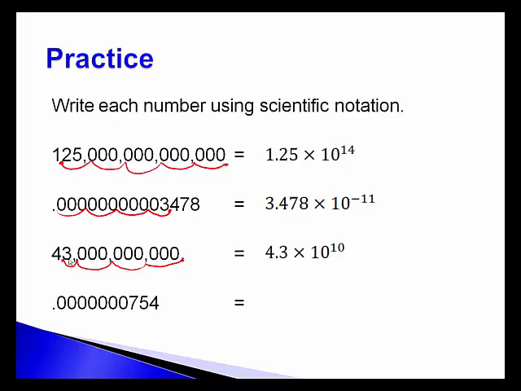And for our last one, we're once again expecting that exponent to be negative, and so as we begin to count, we'll see 3, 6, 7, 8, and we'll end up with 7.54 times 10 to the negative 8th power.